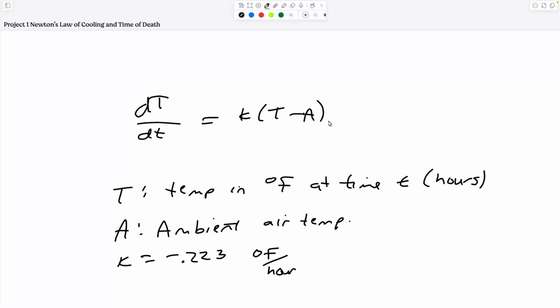Remember, here's Newton's law of cooling, where capital T is your temperature, and we're going to say for us degrees Fahrenheit at time t. t is measured in hours. A is our ambient air temperature, and k is our constant of proportionality here. It's related to the heat capacities of air and skin and so forth. And we're going to use this value, negative 0.223.